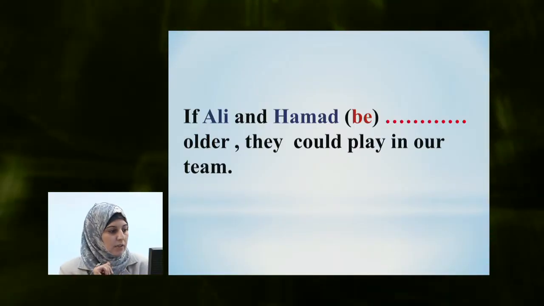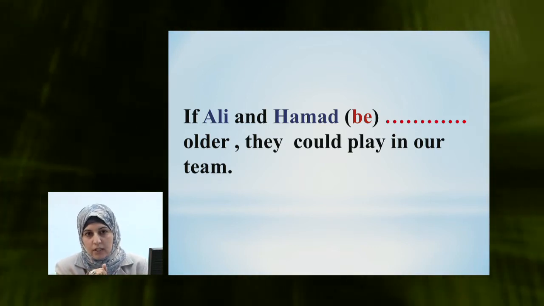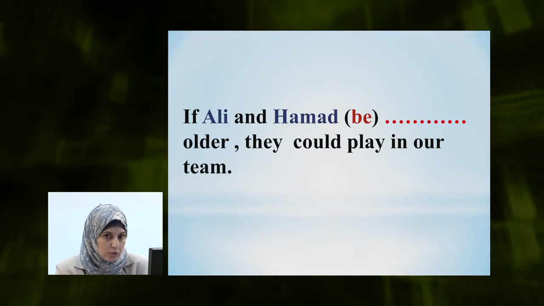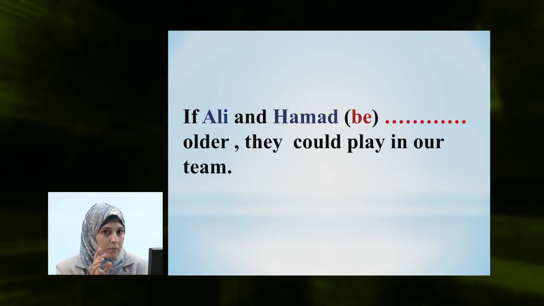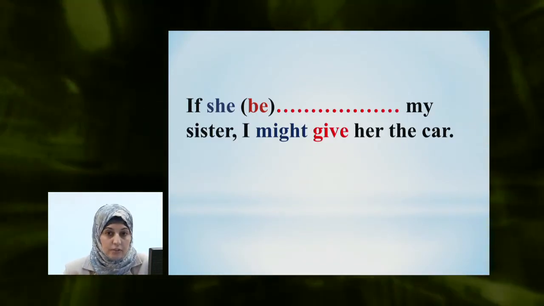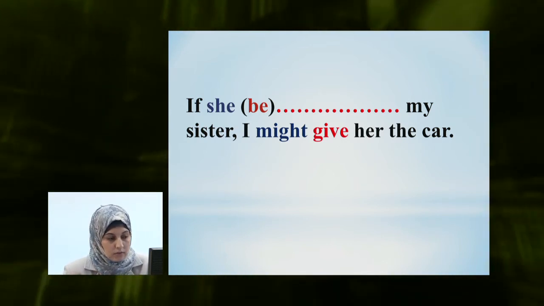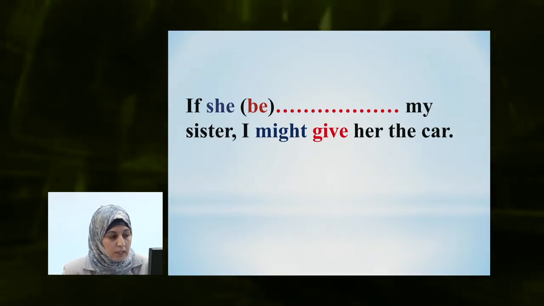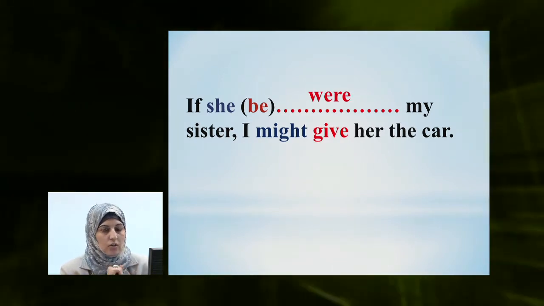Remember this. Let's now see some examples. If Ali and Hamad, and the verb is be, older, they could play in our team. So what is the best form for the verb be here? Remember, conditional type 2. The subject here is Ali and Hamad. The pronoun is they. So in this case, the best form for be is were, of course. Another example is, if she, and the verb is be, my sister, I might give her the car. Again, conditional type 2. The best form for be is were, ignoring the subject, if it is she or I or whatever.